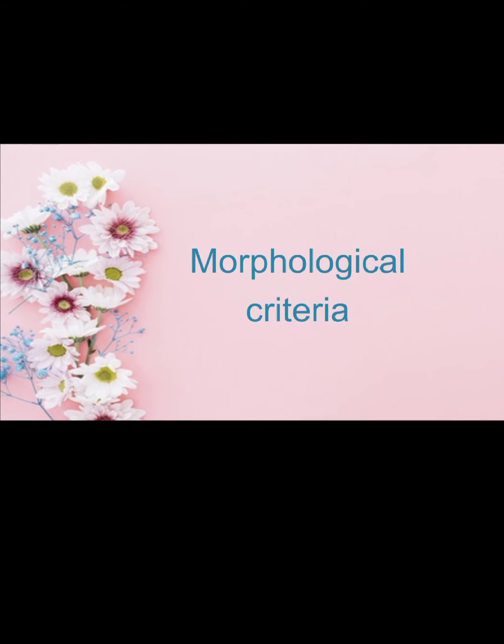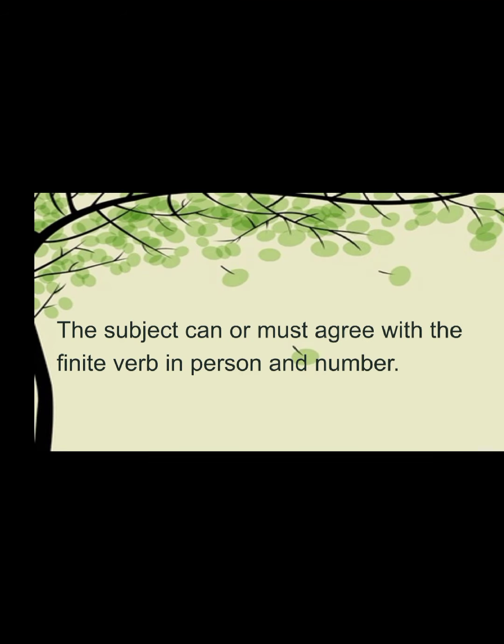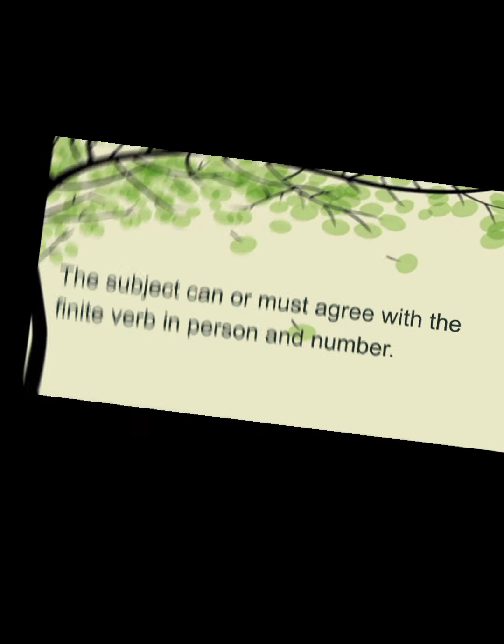Morphological criteria. Many efforts to define the grammatical relations emphasize the role in inflectional morphology. In English, the subject can or must agree with the finite verb in person and number, and in languages that have morphological case, the subject and object and other verb arguments are identified in terms of the case markers that they bear. Example: nominative, accusative, dative, genitive, ergative, absolutive, etc.